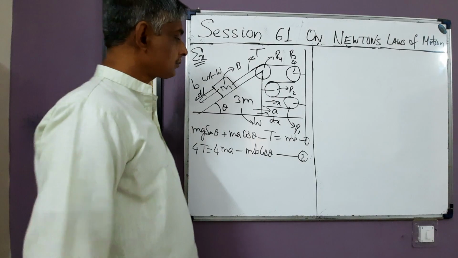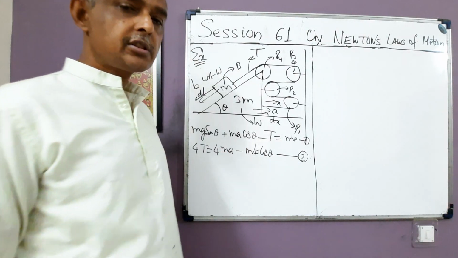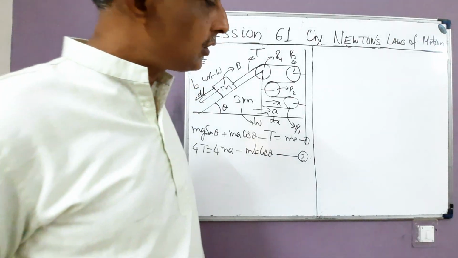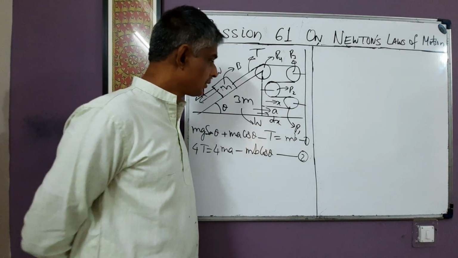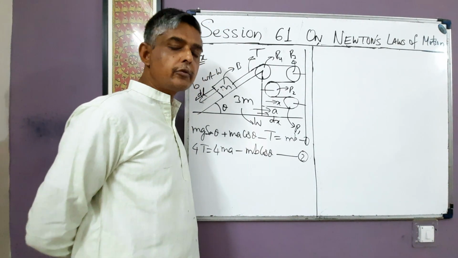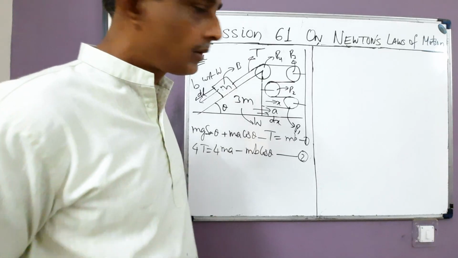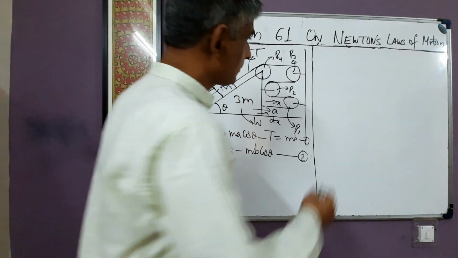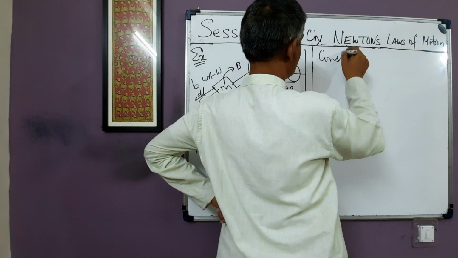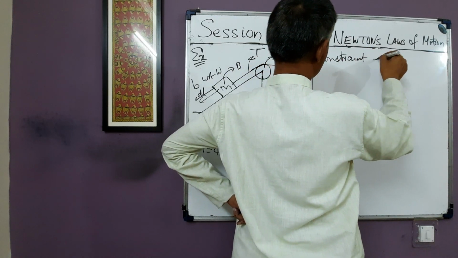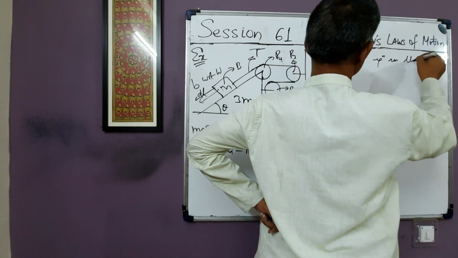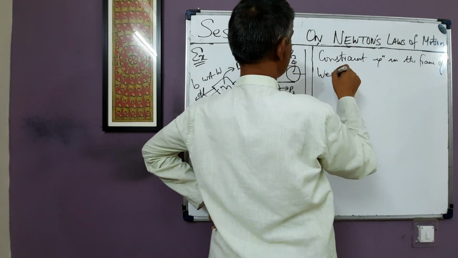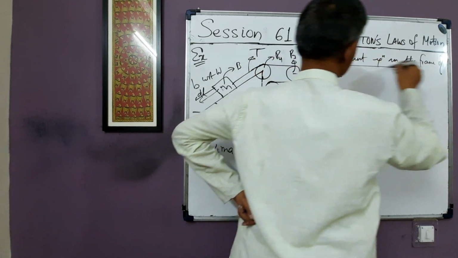So now, the constraint equation is a consequence of the fact that the length of string is constant. The length of string is constant in all the frames of reference. You can write down the constraint equation either in ground frame or any other convenient frame. So here I'll write down the constraint equation in the frame of the wedge.